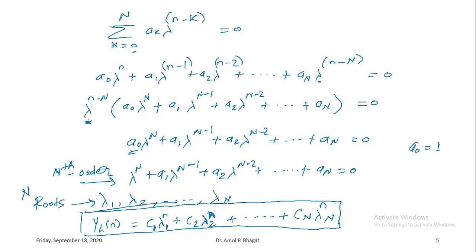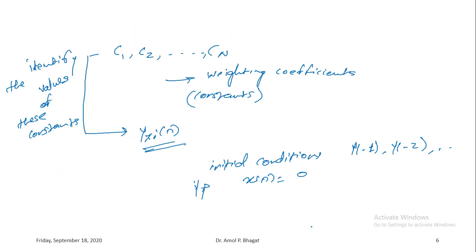Depending on the roots, you will write down the homogeneous solution by assuming the constants c1, c2 up to cn, as there are n roots in this case, right? Then to get the zero input response, you will identify the values of these constants, that is c1, c2 up to cn. But to identify the values of these constants, again you will consider the input equal to 0, and you will substitute the values of the initial conditions if those values are given in the problem, or specified for the given system, right?